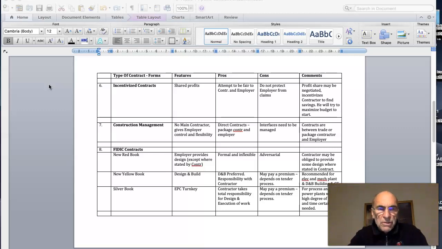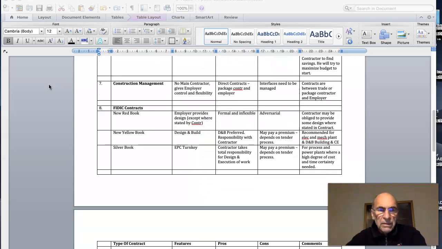Point 7 is construction management. This is where there's no main contractor, and the construction manager arranges and manages the contracts on behalf of the employer. It gives the employer control and flexibility, and there are direct contracts arranged between the employer and the works package contractors because there's no main contractor as such. The interfaces need to be managed, and that's the job of the construction manager, and the contracts are between each trade or package contractor and the employer, and the construction manager will administer them on behalf of the employer.